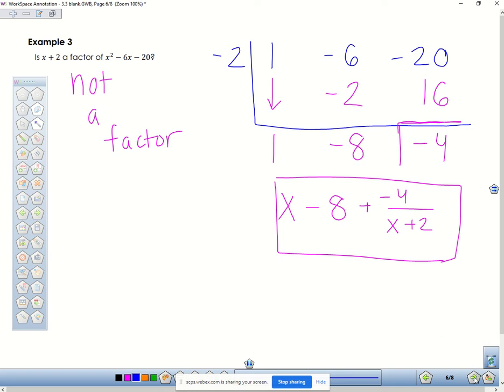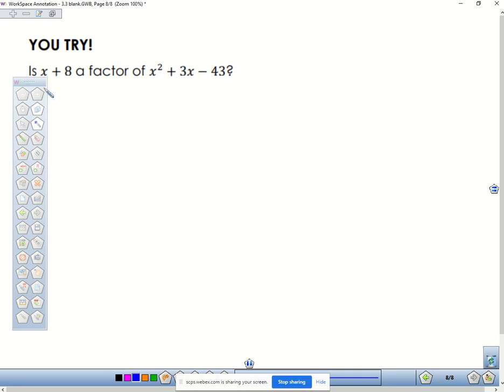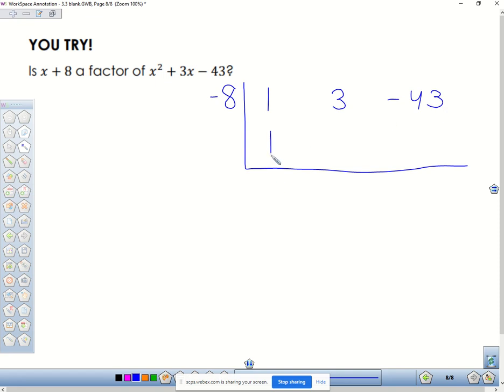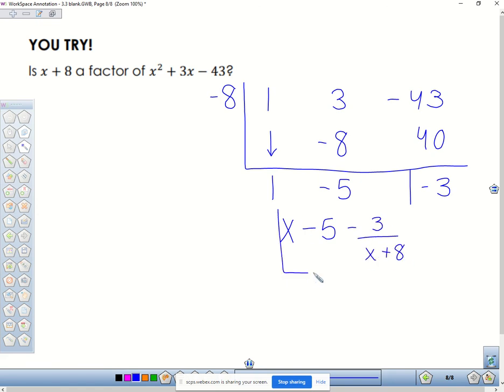Okay. Moving on to the last one, let's try. We're going to see if this is a factor. So we're going to do synthetic division. Just going to do it quickly here. So this is 1, -8, -5, 4, 40, and -3. So the answer here is no, right? And this would come out to be x minus 5 minus 3 over x plus 8 would be our answer.